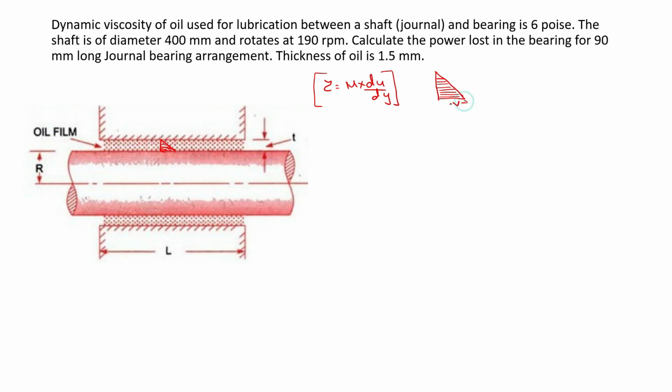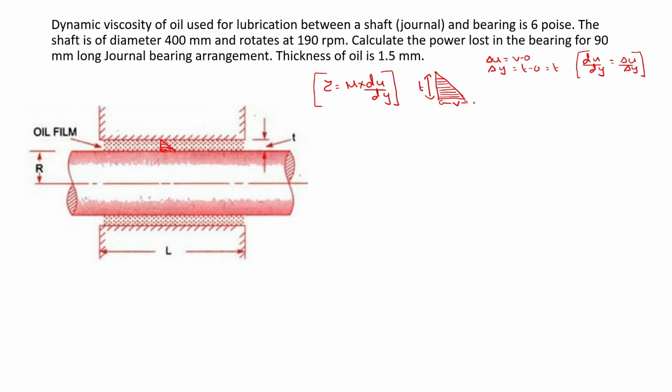So this is the velocity of the journal. At the bearing end, the velocity will be 0. So delta U will be equal to V minus 0, and this is the thickness of the oil film, so delta Y is equal to T minus 0, that is T. And du by dy can be approximated as delta U by delta Y, since it has a linear velocity profile. Here it is not given, but you can assume it to be a linear velocity profile.